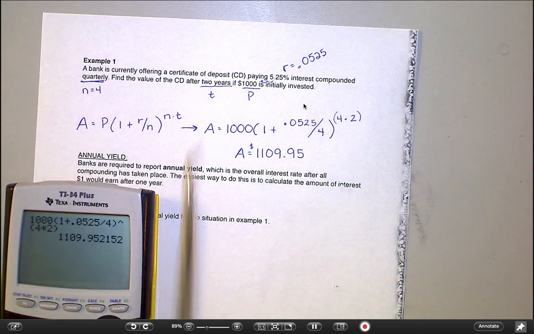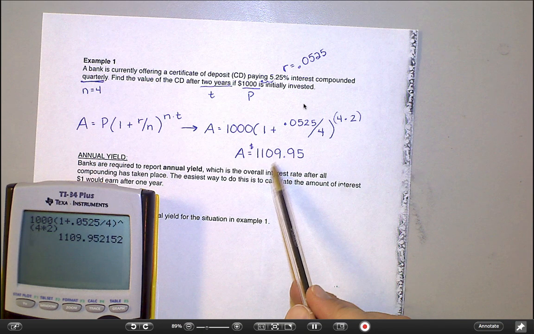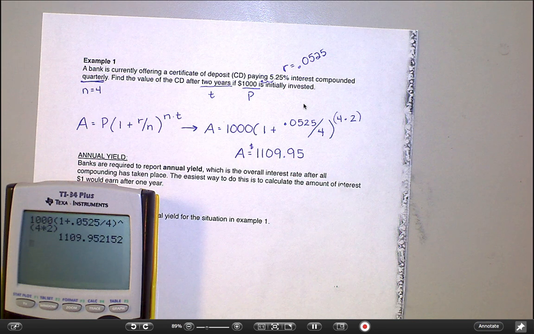If you get a number that's smaller than $1,000, that does not make sense, okay? If you put in $1,000 and in 2 years suddenly you have $3 million, that probably also doesn't make sense. So just make sure that this number is reasonable in terms of the situation and the problem, okay?